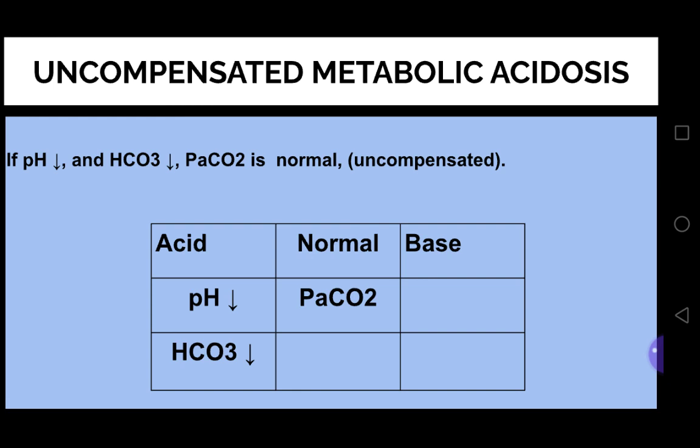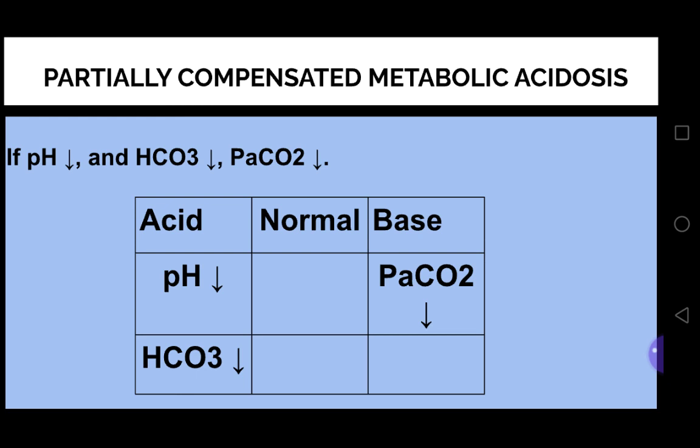Now we see partially compensated metabolic acidosis. So pH is below normal, bicarbonate is below normal, and partial pressure of carbon dioxide is also below normal. However, pH has not yet returned to within normal range. So this is partially compensated. When pH is down, bicarbonate is below normal, PaCO2 is below normal, then this is partially compensated metabolic acidosis.